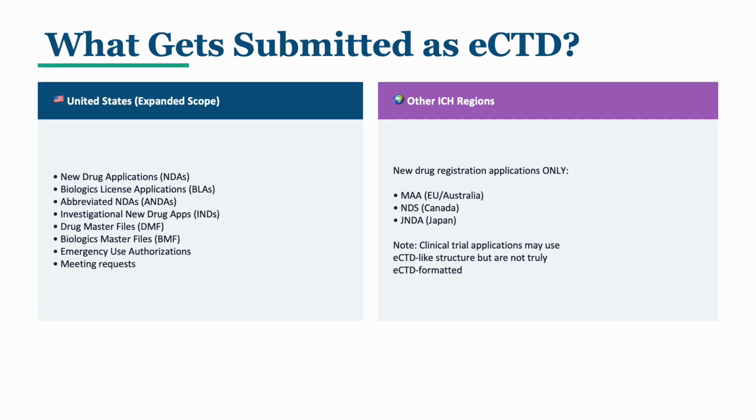The scope of eCTD application varies by region. The United States has the broadest application. FDA requires or accepts eCTD format not only for NDAs and BLAs but also for ANDAs, INDs, drug master files, biologics master files, emergency use authorizations, and even meeting requests. In contrast, other ICH regions like the EU, Canada, and Japan primarily use eCTD for new drug registration applications only. This difference has important practical implications for global regulatory strategy.